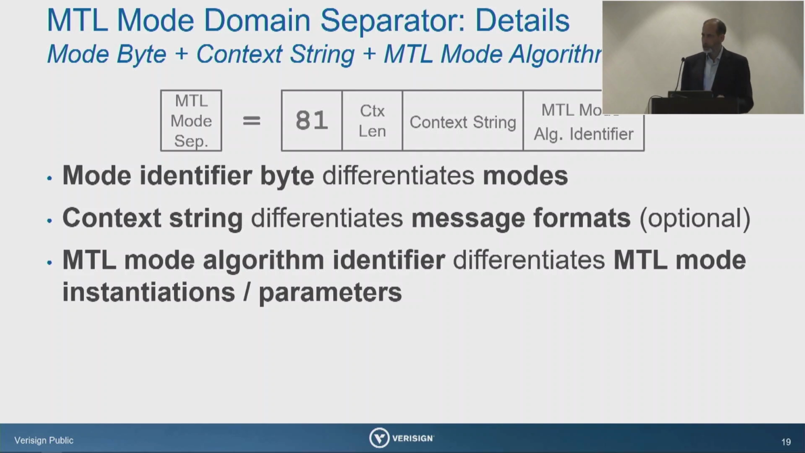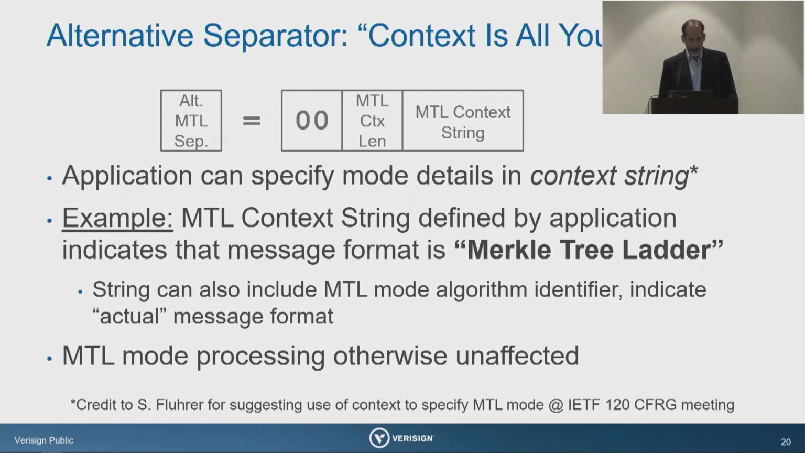So differentiation takes place. This is the context separation. When I presented this at IETF a few weeks ago, Scott Fluhrer made a very interesting suggestion. He said, you also have a context string. And so to paraphrase from what we hear in the world of AI, context is all you need.